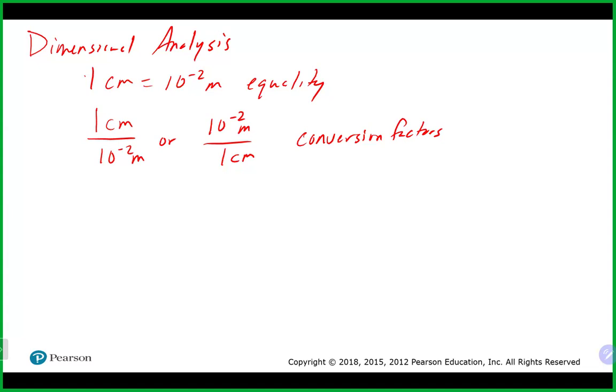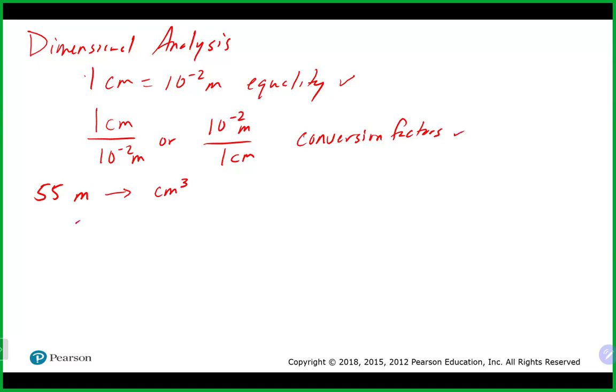So again, in this situation, if we had, say, 55 meters and we wanted to know how many centimeters that would be, we would obviously want to find an equality that could get us there. It may be one equality, maybe multiple equalities that will get you to where you want to go. We will have our conversion factors.